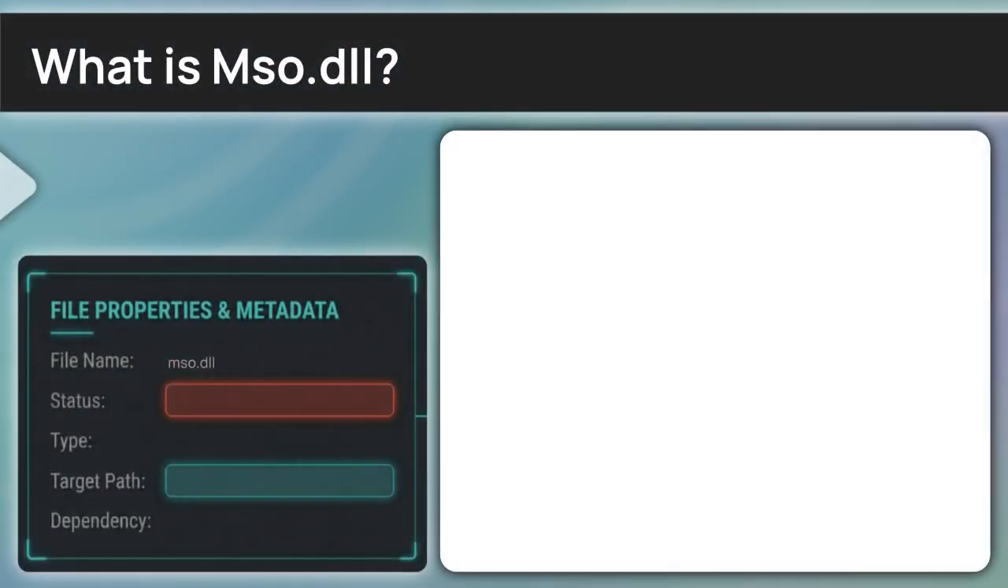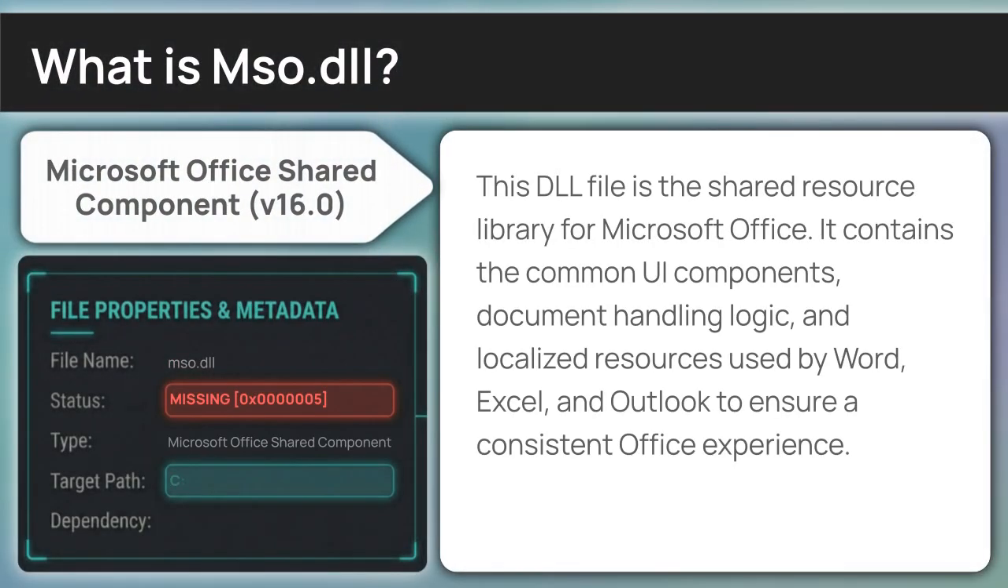This DLL file is the shared resource library for Microsoft Office. It contains the common UI components, document handling logic, and localized resources used by Word, Excel, and Outlook to ensure a consistent Office experience. With the why out of the way, let's focus on getting you running again.